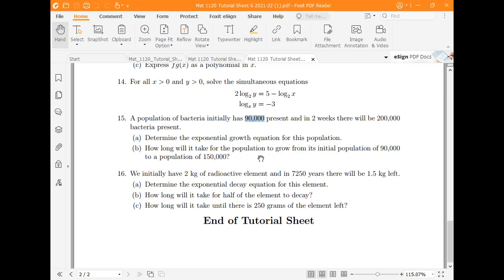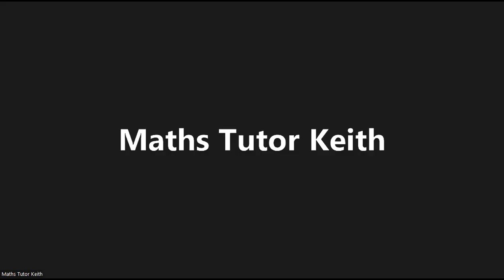And then look at A, determine the exponential growth equation for this population. So how do we get the exponential growth of the equation? Exponential growth and exponential decay are both given by the same function.